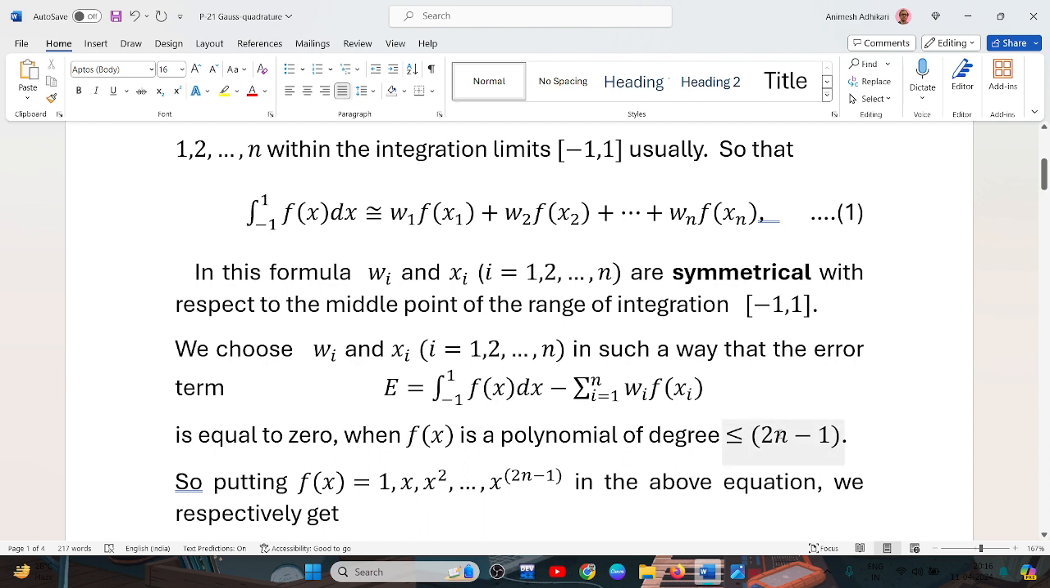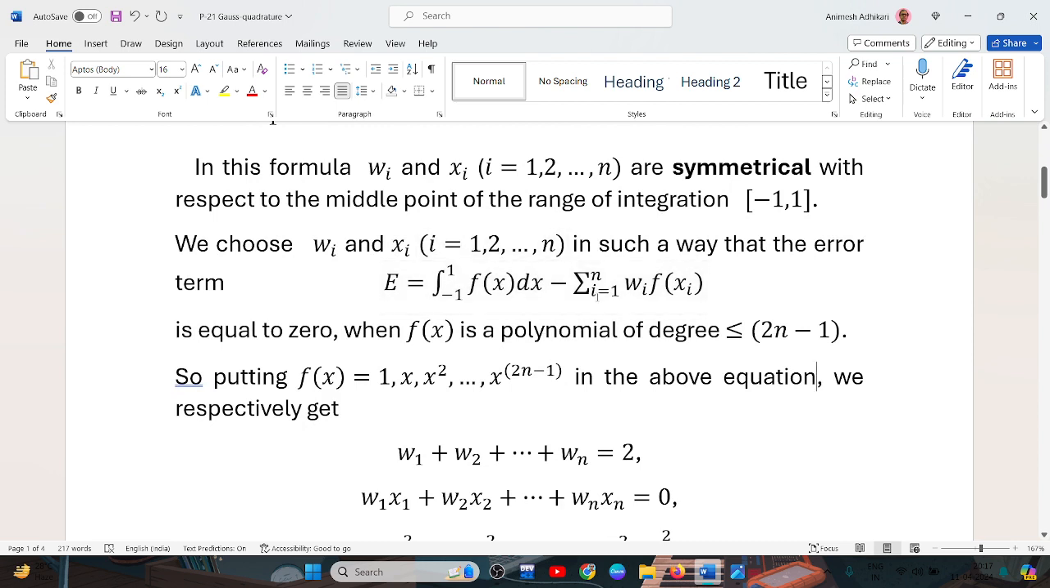So when n equal to 1, f(x) equals degree 1. When n equal to 2, f(x) is up to degree 3, and so on, less than or equal to 2n minus 1. So f(x) equals 1, x, x square, up to x to the power 2n minus 1 in the above equation. Sorry, this above equation is equation 2.